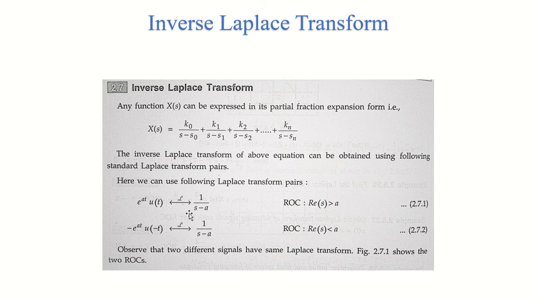And based on this value 1 upon s minus a, you can also find the time domain function related to this, right? Initially we went from time domain to frequency domain. The time domain was e raised to at u of t, and we went to the frequency domain and found 1 upon s minus a. Now from 1 upon s minus a, we can find back e raised to at u of t again, right? Or you can also find minus e raised to at u of minus t.